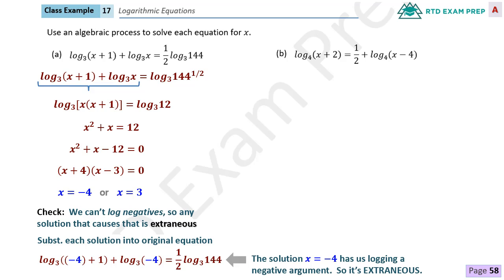We must now verify our answers in the original equation. If we replace x with 3, the first argument becomes 4 and the second argument becomes 3. Both of these are positive values. However, if we replace the two x's with negative 4, our first logarithmic term has an argument of negative 3 and the second has an argument of negative 4. In both cases, this is not permissible, and so we must reject this solution as being extraneous.